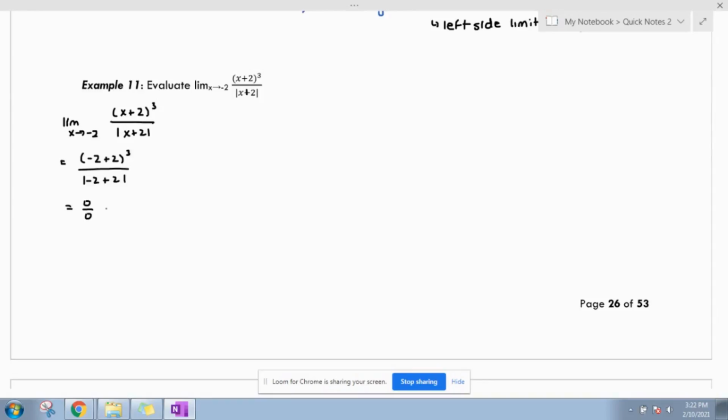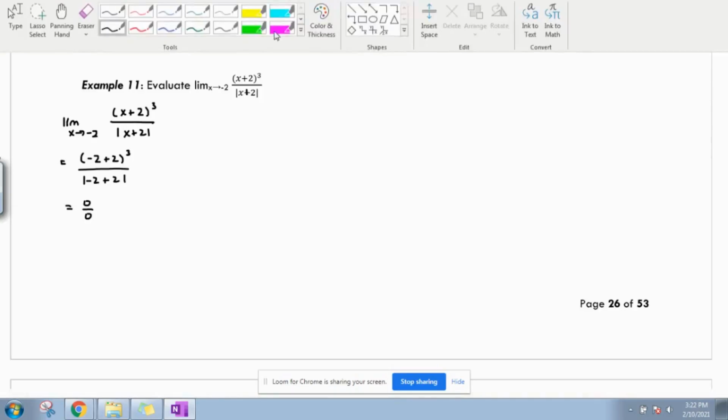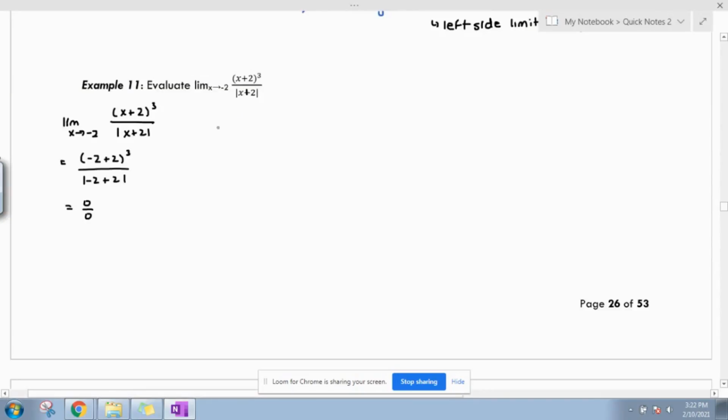But because in each of those examples, when I plugged in the x value for a direct substitution, I ended up getting 0 over 0, which was no good. So because I'm dealing again with an absolute value function in my denominator, I'm going to create my piecewise function to work with. So again, the same thing. I'm just going to use a different color so we don't get mixed up. So I've got x plus 2 all cubed over the absolute value of x plus 2.